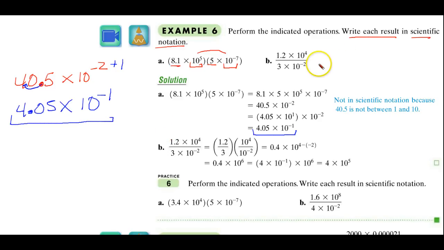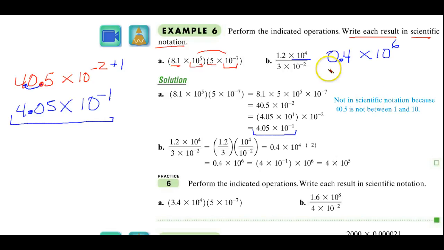Now for the next one, we're going to divide 3 into 1.2. And for that, we get 0.4. Now we're going to take this, subtract that, and in the process of subtraction, we're taking that negative 2 up to the numerator. It becomes a positive 2, and we get times 10 to the 6th power.